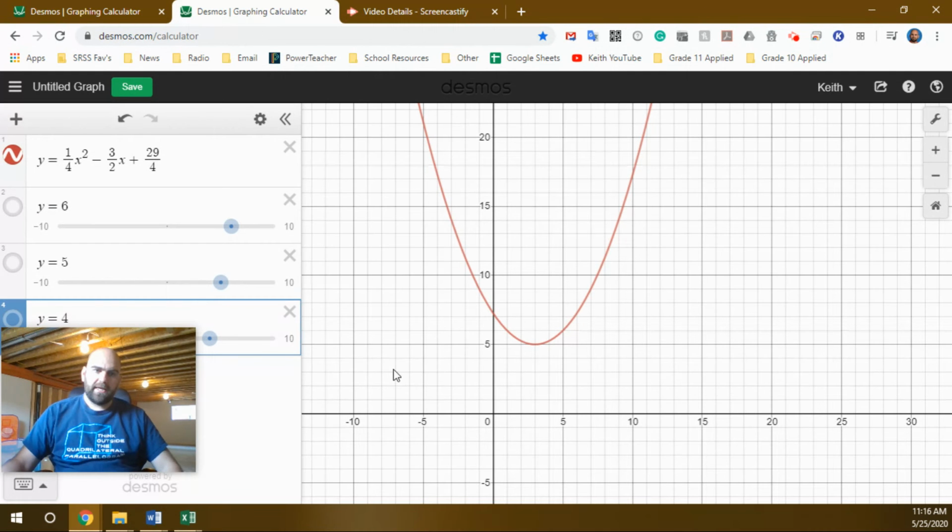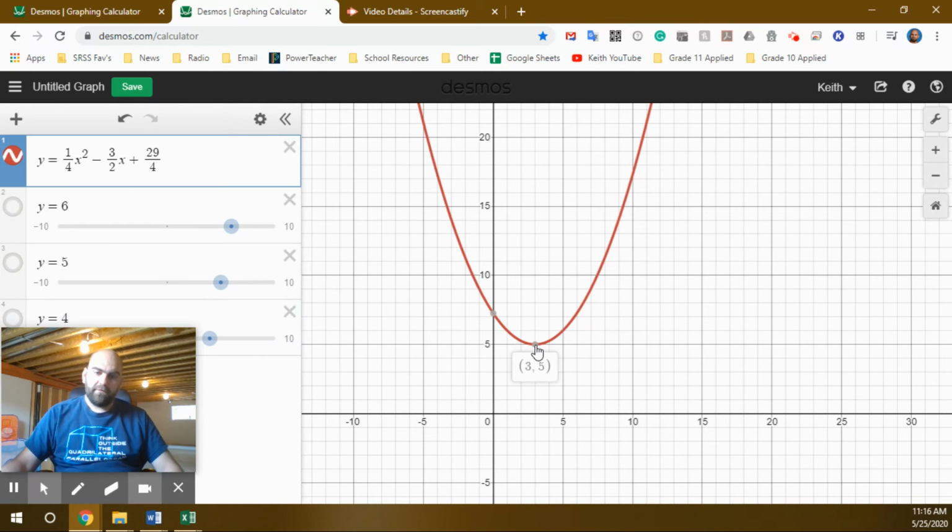So I've already set it up. I've got my equation in: y equals 1/4 x squared minus 3/2 x plus 29/4. A lot of fractions in there. You can always change it to decimals if you want, but fractions work as well. And this is what the quadratic comes up as. You'll notice that it doesn't cross the y or the x-axis. In other words, it has no zeros, just like the previous one. Our vertex is right here at (3, 5), and our y-intercept is right there at (0, 7.25).